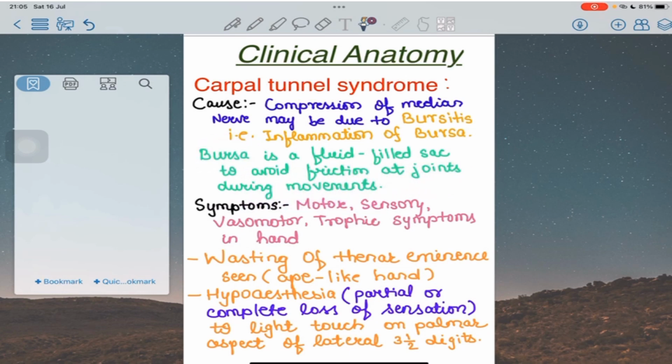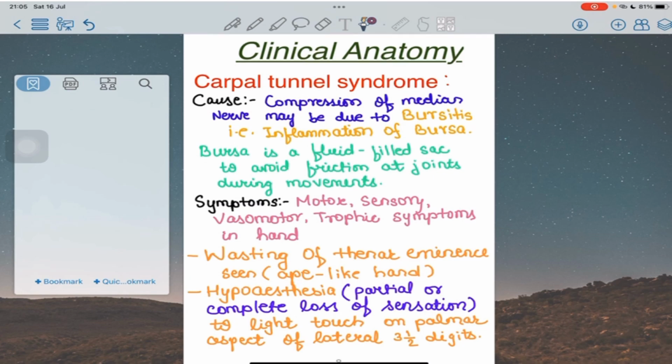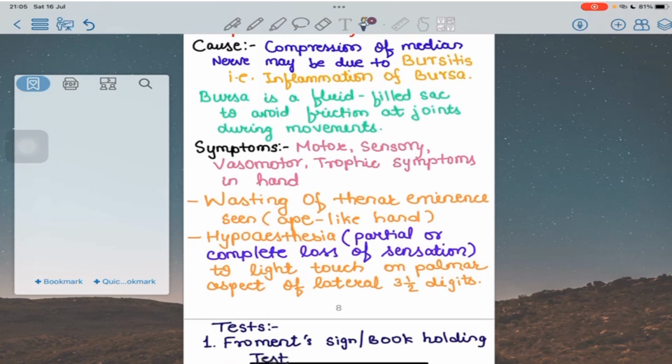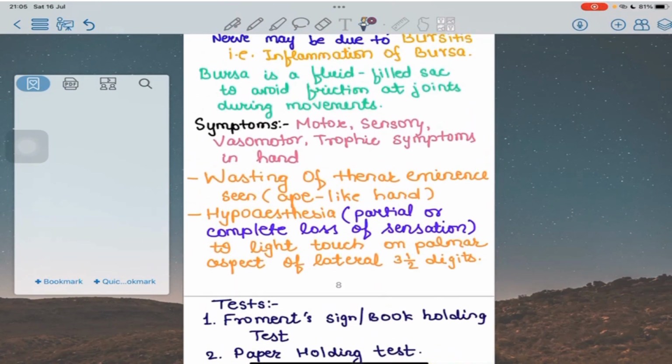We have seen the two bursae are passing deep: on the medial side there was an ulnar bursa, on the lateral side there was a radial bursa. To avoid the friction, if somehow this bursa is inflamed, that inflammation may cause the median nerve, which is also passing with the same bursae deep to the retinaculum, to get compressed because of bursitis. There may be different reasons also. This is one reason which I have mentioned. There can be different reasons for the compression of median nerve leading to the carpal tunnel syndrome. Then after seeing the cause, we have to see what are the symptoms of this carpal tunnel syndrome.